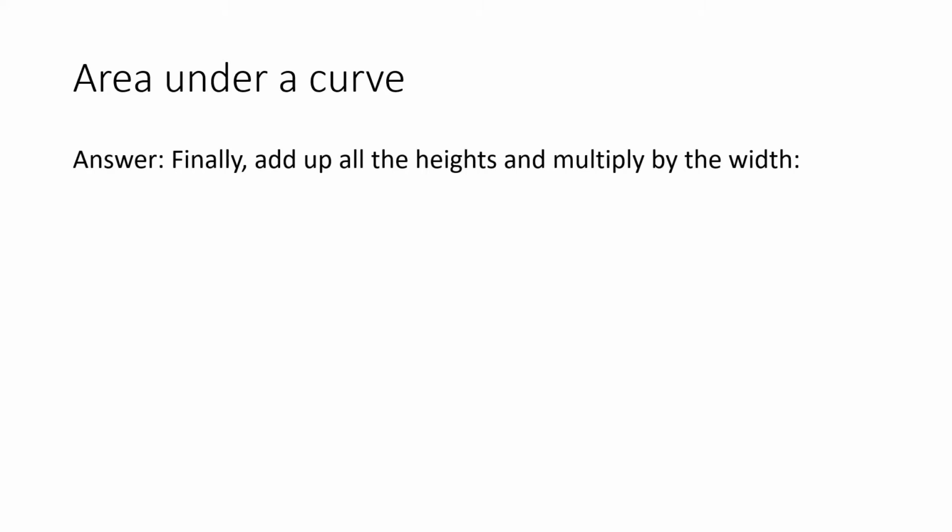Finally, add up all of these heights and multiply by the width. Now, you might be wondering why I'm doing that. Since they all have the same width, you would technically be multiplying each height by the width independently, and then adding up all the areas of the rectangles. However, you can factor out the width and just add up all the heights first and then multiply by the width, since they all share the same width delta x.